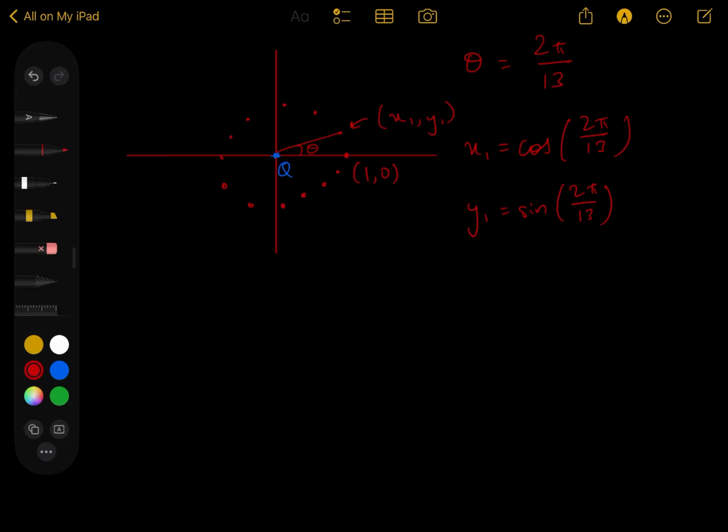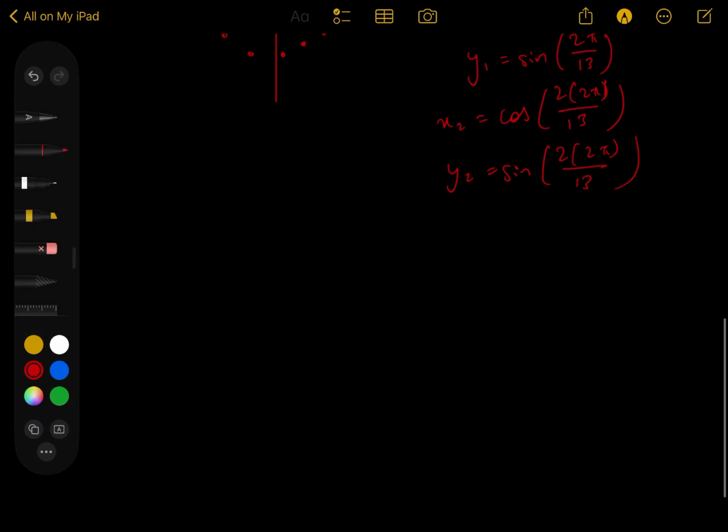And this would be just sine of 2 pi by 13. And then what you notice is that if we took this point, that's 2 theta. So you'd get x2 is equal to cos of 2 times 2 pi by 13, and y2 as sine of 2 times 2 pi by 13. And in fact, we could write any xi as cos of 2 pi i by 13, and any yi as sine of 2 pi i by 13.